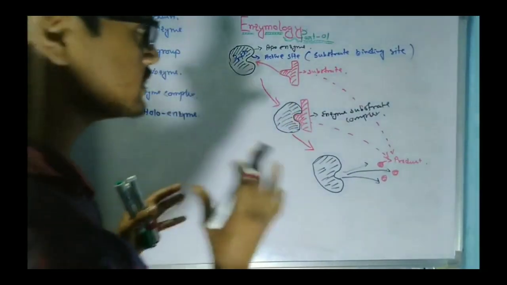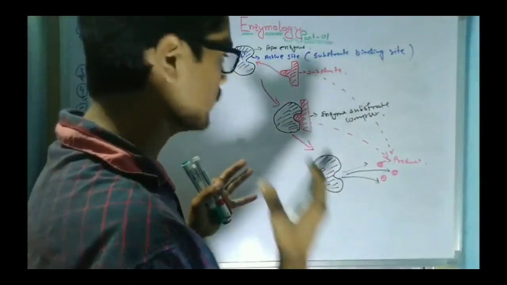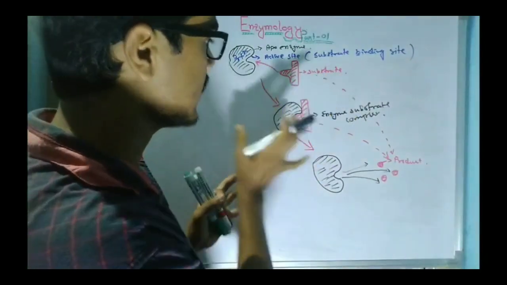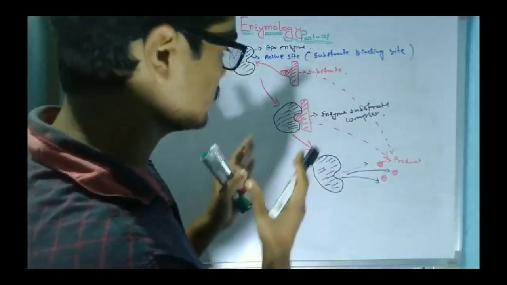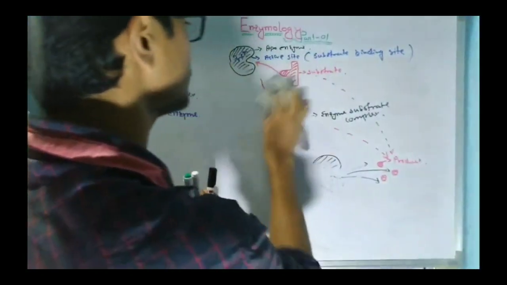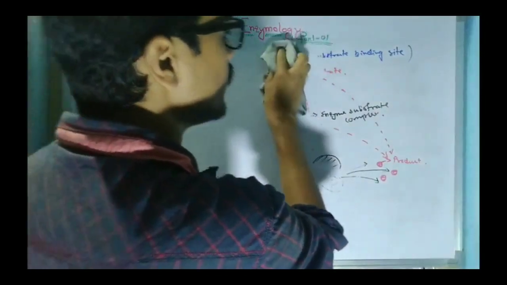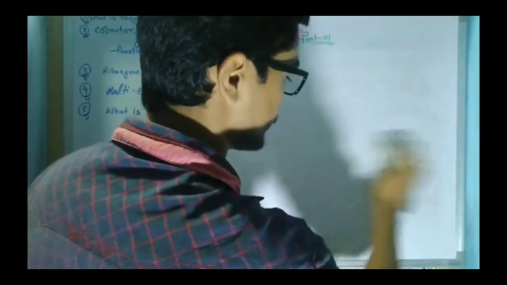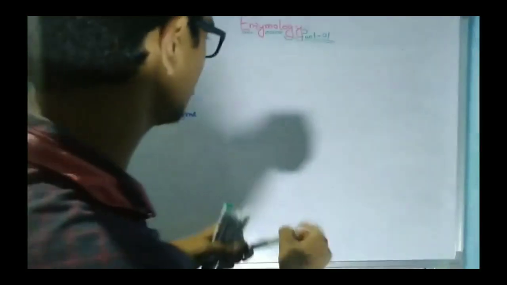So this is what I wanted to say about the enzyme and its active site, what an apoenzyme is, what the enzyme-substrate complex is, and what the product of the enzyme is. So let me wipe it out. Now I will discuss the parts of enzyme.